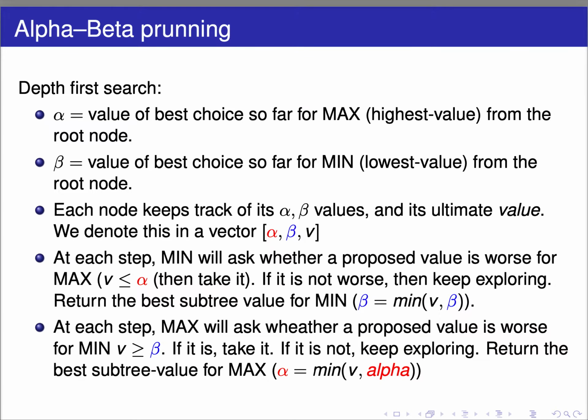This algorithm is called alpha-beta pruning, and it's going to be a depth-first search, just like Minimax. We're going to keep track of 3 parameters. Alpha is going to be the best value for max, for the maximizer. So it's the highest possible value the maximizer can get from the root node down. And beta is going to be the smallest possible value that the min can get from the root node. Basically, alpha is the best value for player max, and beta is the best value for player min. Now, each node that we explore is going to keep track of its alpha and beta values.